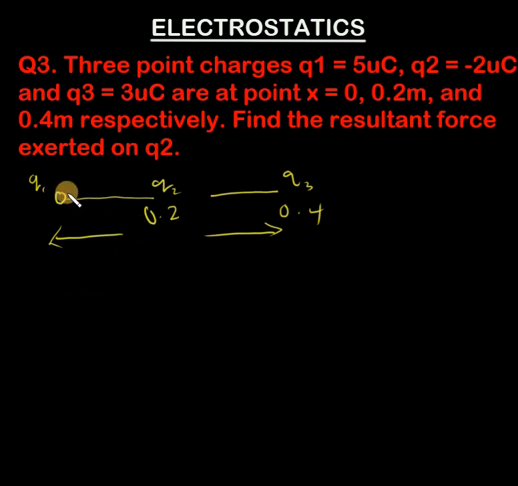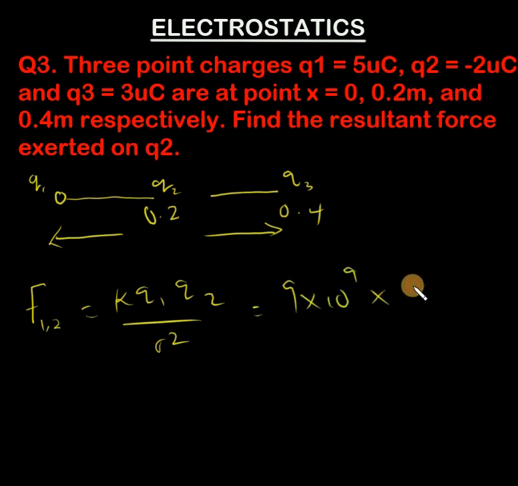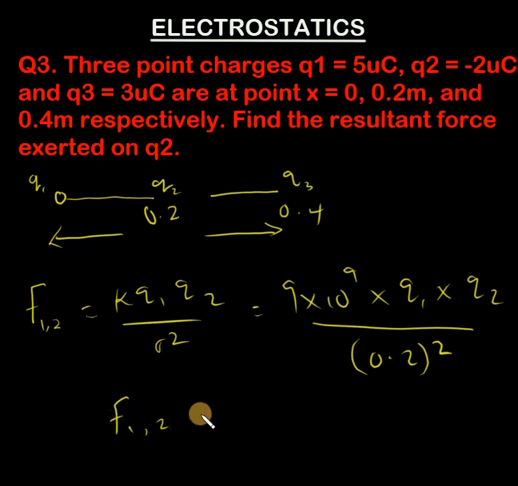Now, to first calculate the force of attraction between charge Q1 and charge Q2, that is F12, equals KQ1Q2 over r squared, and that is 9 times 10 raised to power 9 times our Q1 value, Q2 value, all over r squared. I think our r there is 0.2, the distance between Q1 and Q2. So using our calculator, our answer is F12 equals 2.25 Newton.